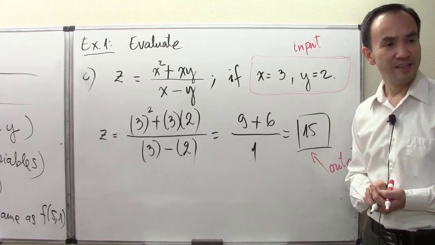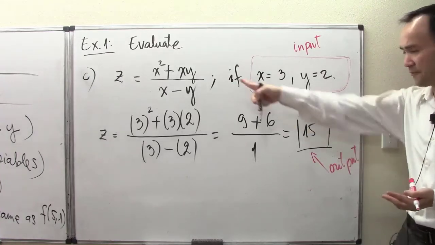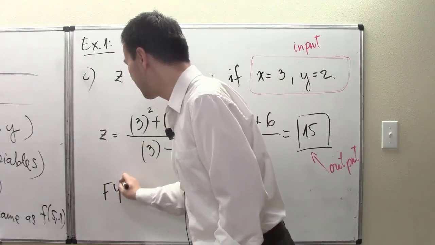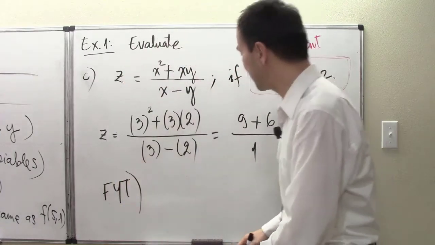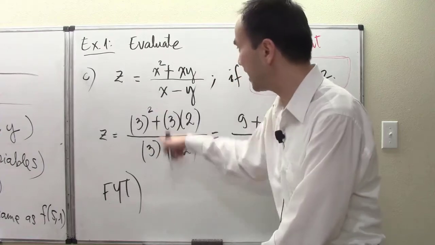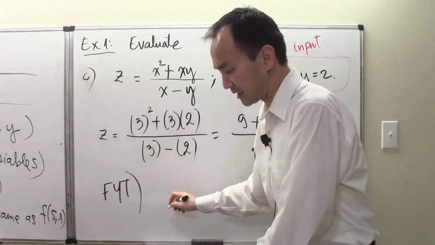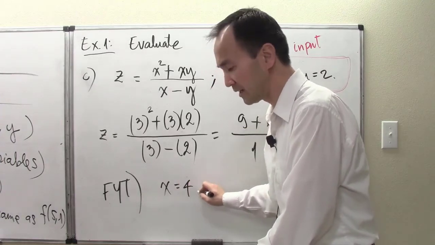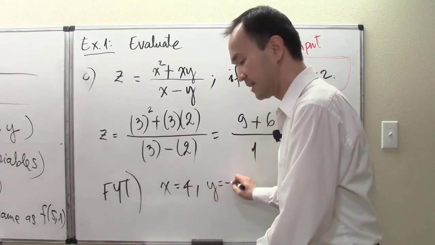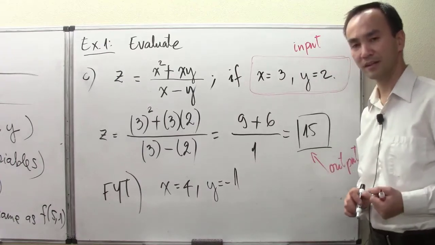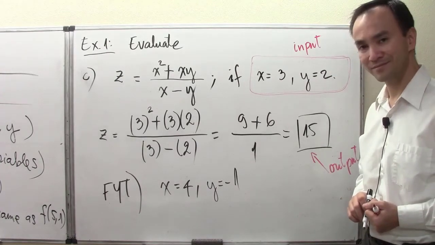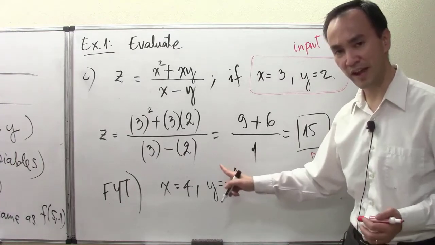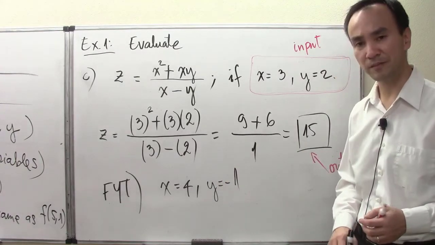Then, for the same function, let's say we can call it f of x comma y. With this, we want to evaluate the same thing when x equals 4 and y equals -1. Take your time to do the calculation, and then I will simply show the final answer.